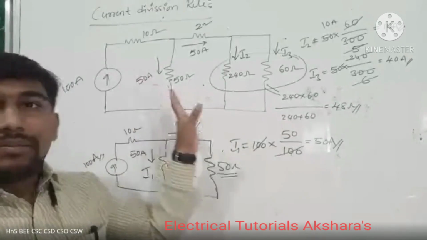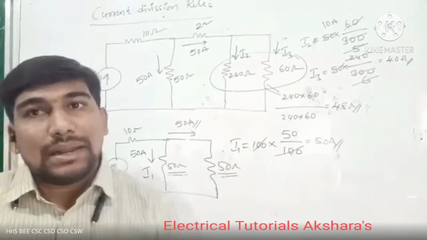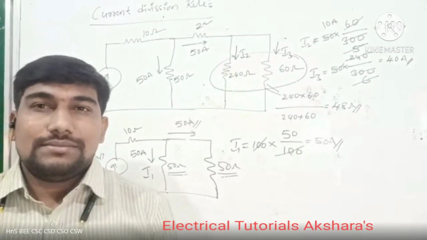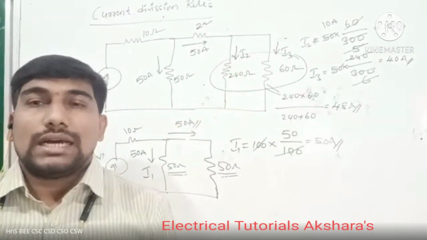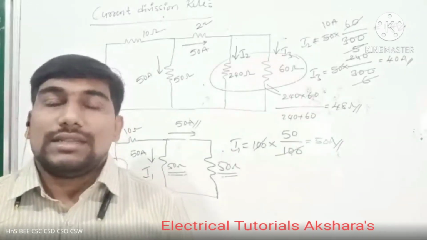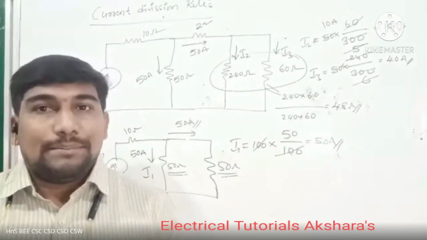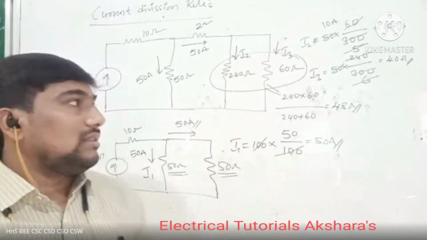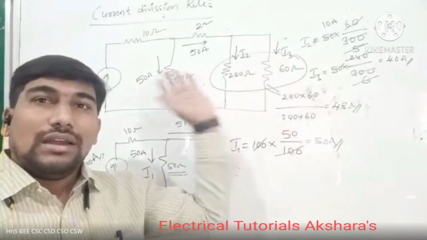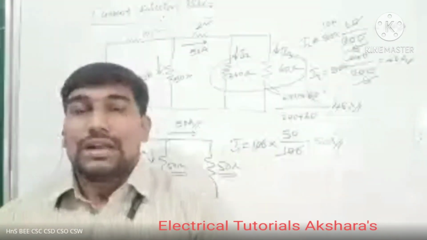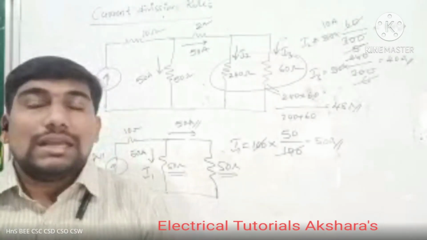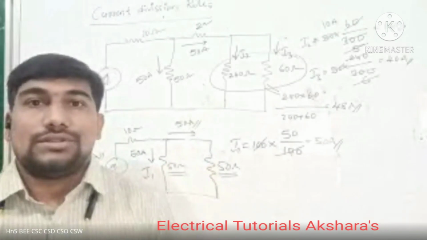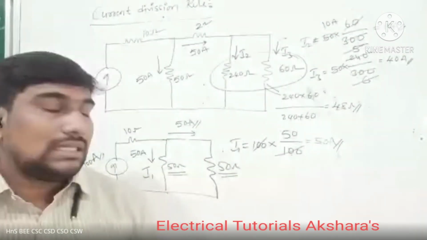Sir, for the same problem, can I apply KVL and KCL to find the current? Yes. We can apply KCL and KVL on this circuit, then we get the same answer. I2 is 10, I3 is 40 and 50. The method is different, but the answer is the same in our DC circuit. Is this clear to all of you? If any doubt is there.